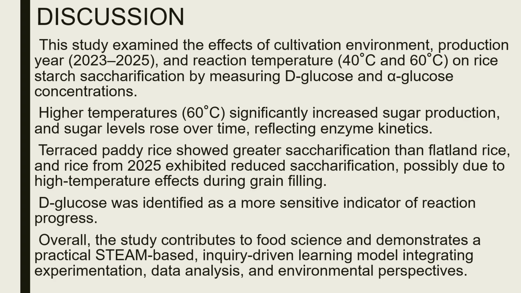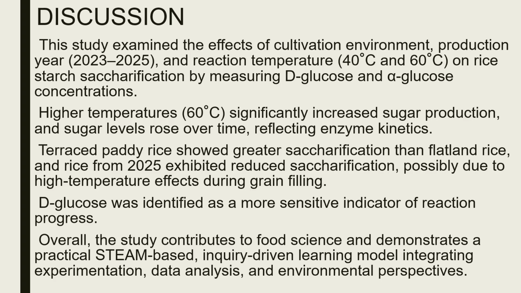Higher sugar concentrations were observed at 60 degrees Celsius than at 40 degrees Celsius under all conditions, demonstrating that elevated temperature enhances starch gelatinization and enzymatic activity. Sugar concentrations increased over time, with a rapid initial rise followed by a slower rate, reflecting enzyme kinetics and substrate limitation. Terraced paddy rice generally produced more sugar than flatland rice, particularly at 60 degrees Celsius, suggesting that environmental factors such as topography and climate influence grain properties.